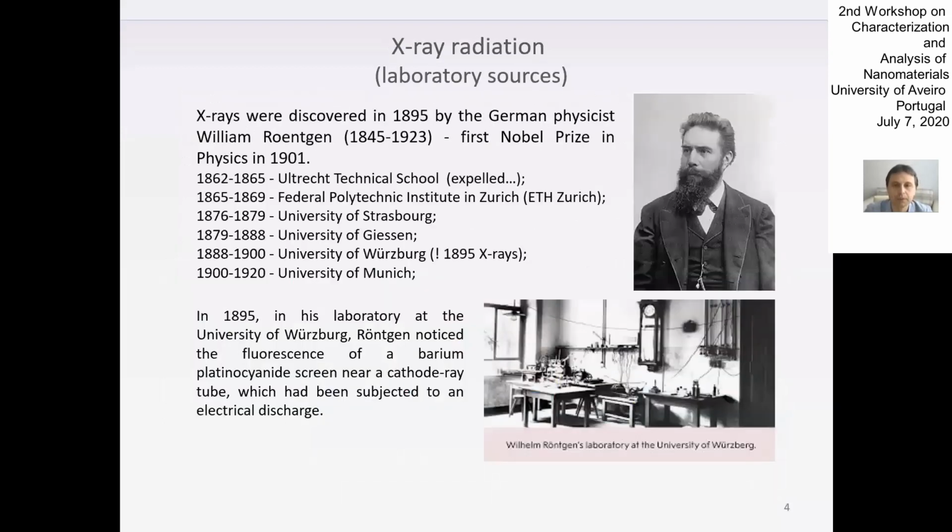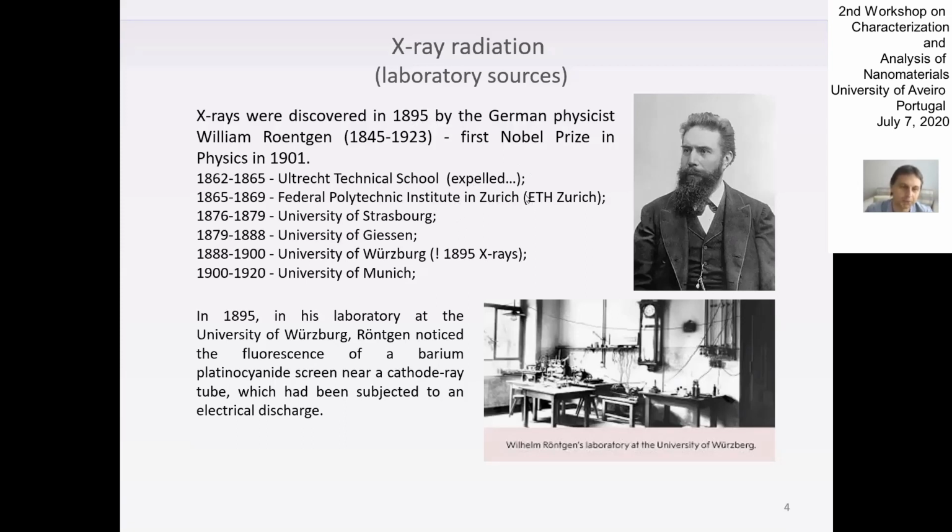So, how were these X-rays discovered? They were discovered by the German physicist Wilhelm Röntgen a long time ago, and for his discovery he got the first Nobel Prize in history. It was quite an interesting personal story, how he was expelled from technical school, and by the way, without a certificate, he was able to become a student of the Federal Polytechnic Institute in Zurich.